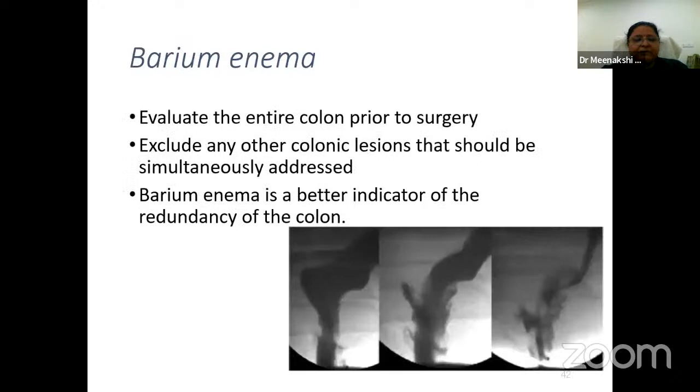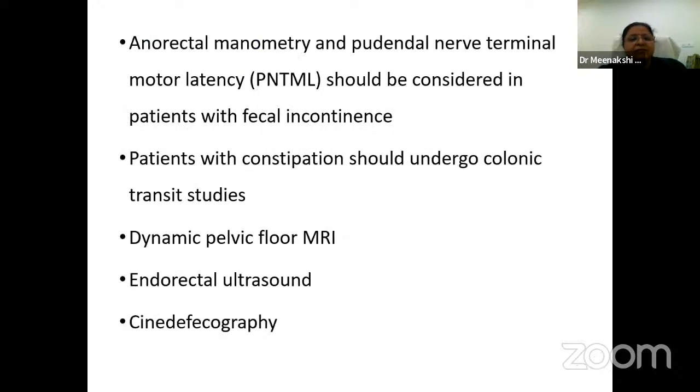Now we will see one by one. The barium enema has its own role. Nowadays, because of colonoscopy, the barium enema is almost a vanishing investigation. But for a case of rectal prolapse, barium enema is a very, very important investigation, because it is a better indicator for redundancy of the colon, which may not be appreciable on colonoscopy. So that's why barium enema has its own place when the patient comes with a rectal prolapse. Then another investigation is anorectal manometry and the pudendal nerve terminal motor latency, which should be considered in patients when there is associated fecal incontinence.